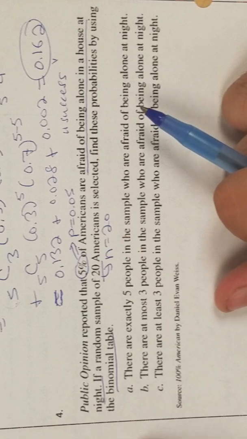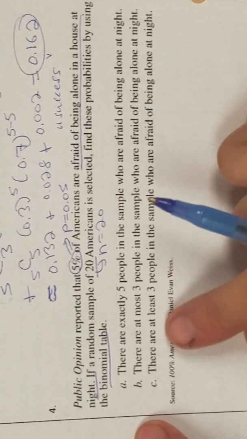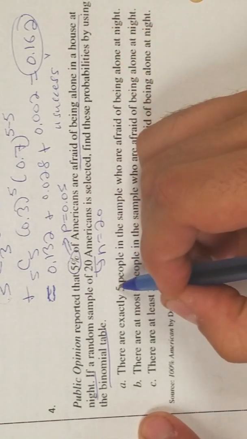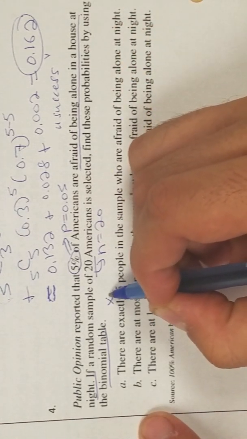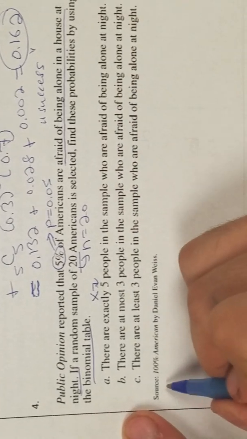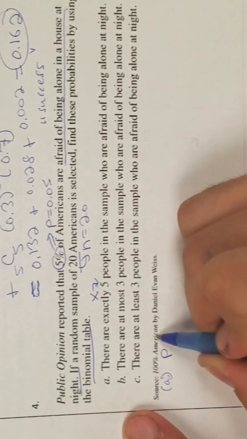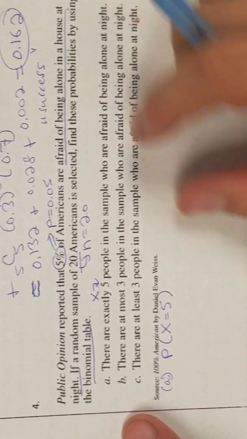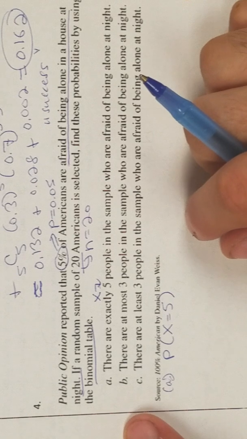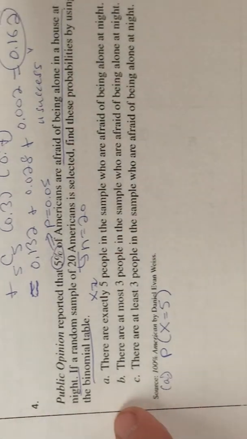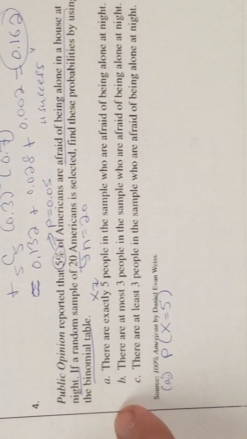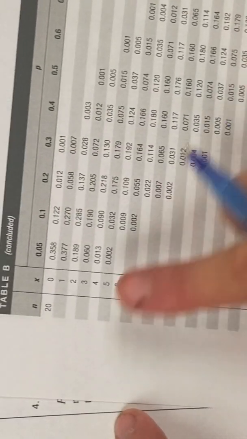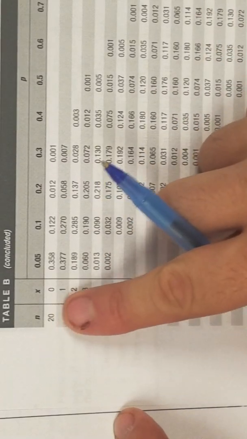All right, and then, so A, there are exactly 5 people in the sample who are afraid of being alone at night. So this is my x. So x is equal to 5. So for part A, we're really looking at the probability that x is equal to 5. Like we said, once we know these 3 things, we should be able to calculate this. So we're going to go back to the table. I'm going to go to the very last portion of the table where it has n equals 20. So I got 20 trials, right?